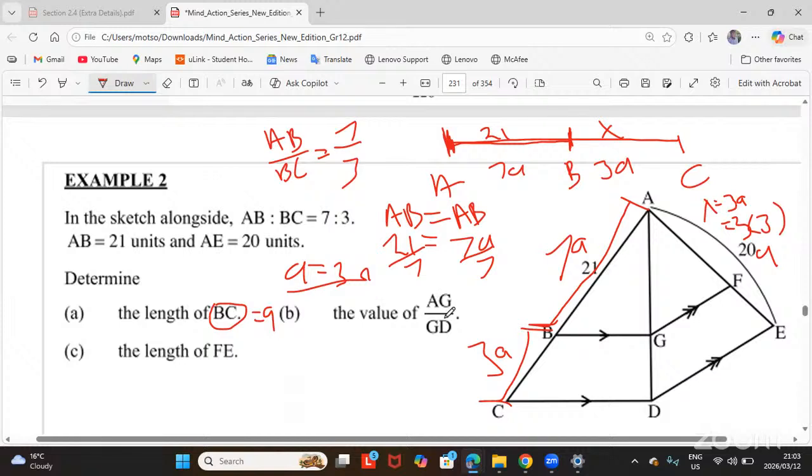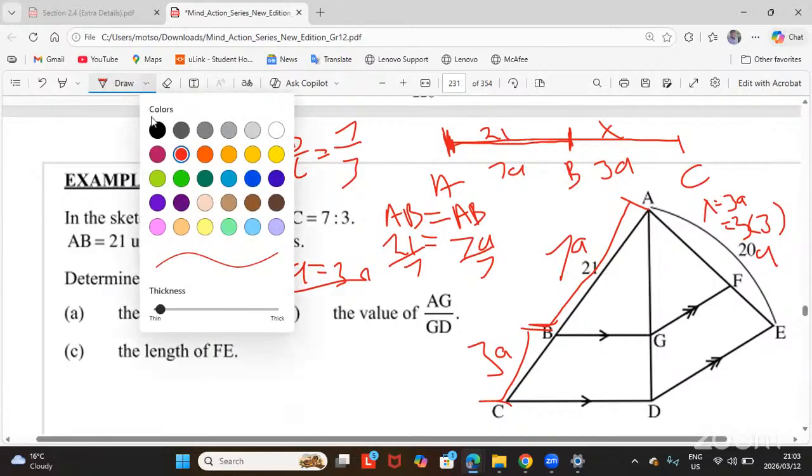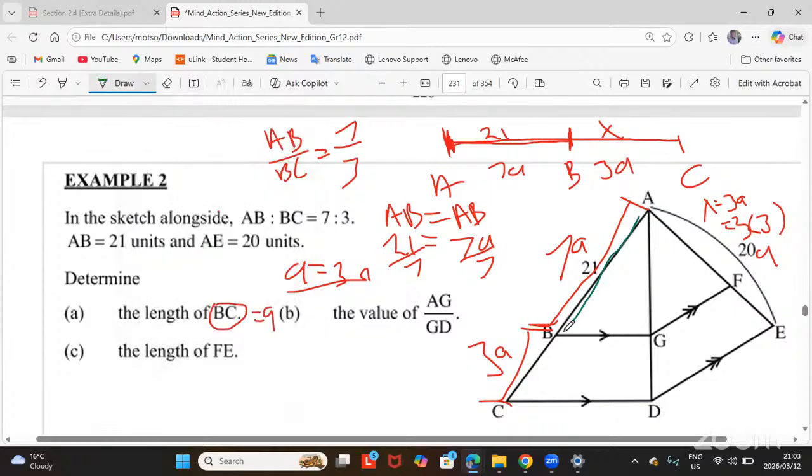Now let's go to B. We have to find the ratio AG over GD. So let's focus on this triangle, guys. We have this triangle here, and we are given that this line is parallel to this one. Therefore, the proportionality theorem is applicable, isn't it? Yes. Now we have the ratio on this other side. We have to relate it to the ratio of this side.